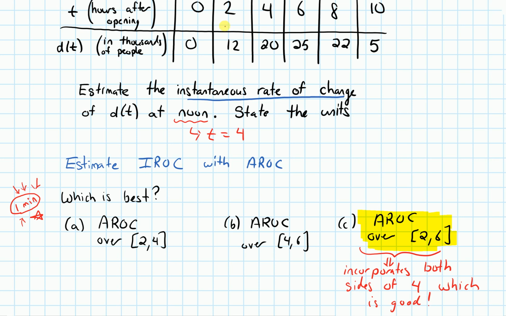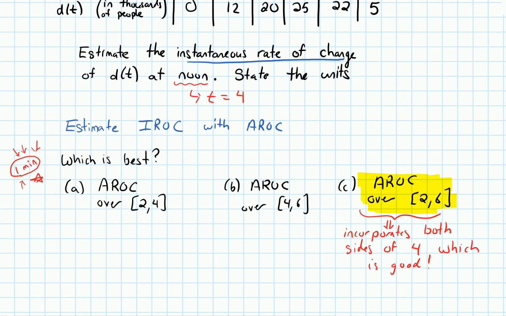Like if something extreme is happening on one side of 4, but not on the other side of 4, taking the average rate of change over the whole interval that spans both sides of 4 is good, because it's going to take both of those into consideration. Okay. So all of these, A, B, and C, would all give me estimates. I just think for this reason that C would give me the best estimate.